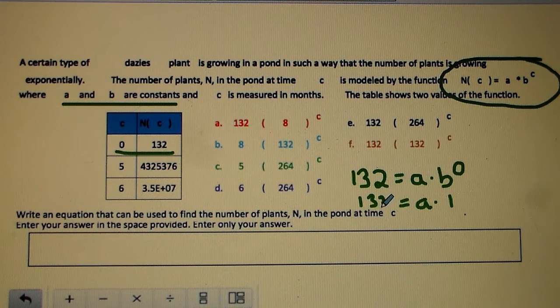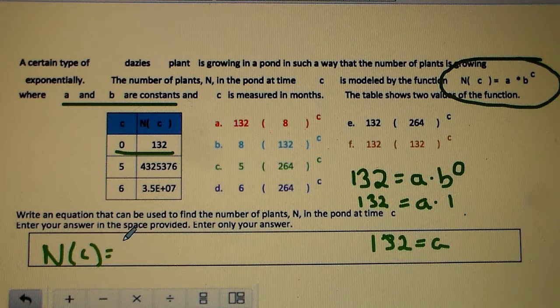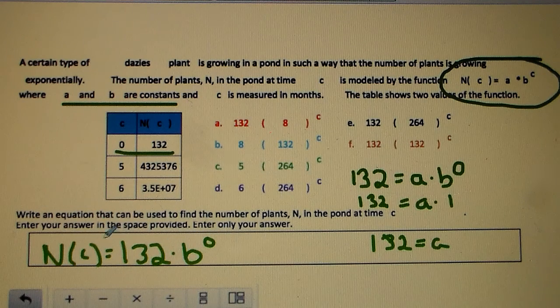So 132 is equal to a times 1, divided by 1 on both sides. So 132 is equal to a. And that's how we know our a value. So we put that a value in. So n of c is equal to the a value of 132. Now we don't know what our b is, so we put a b in. And then we know 0 was our c, so b to the power of 0. So our initial amount, 132 times 1, will get us the answer of 132 daisies.